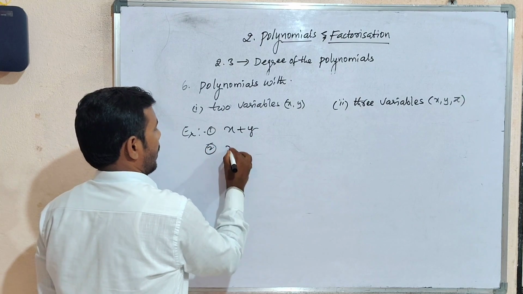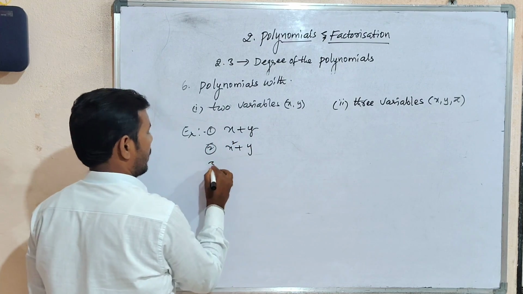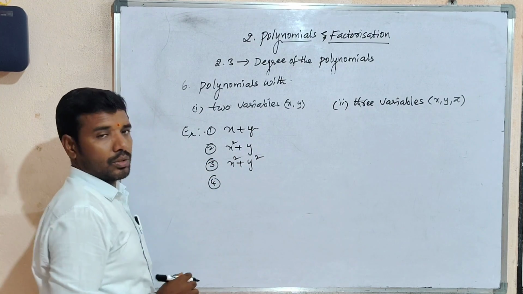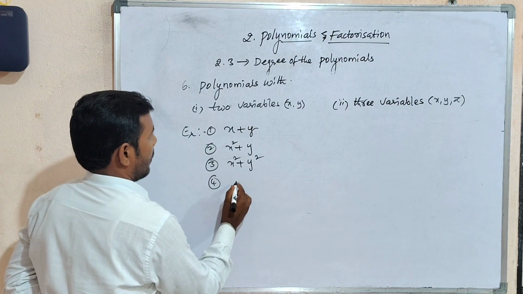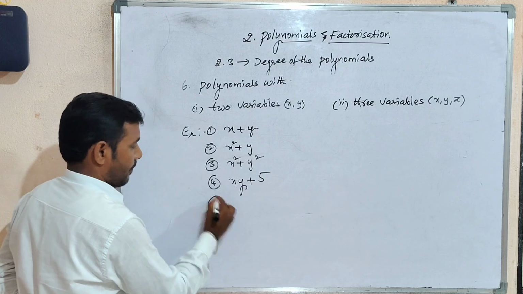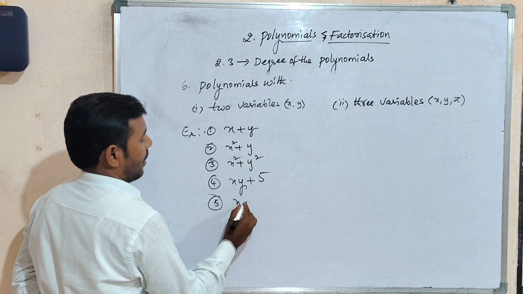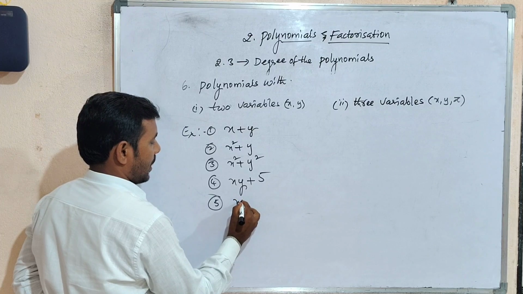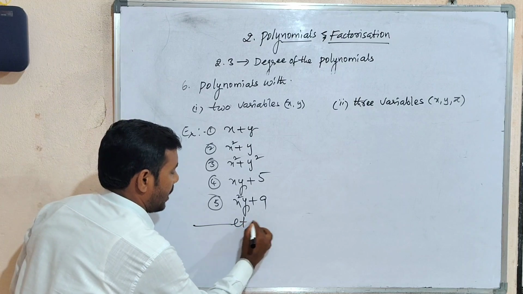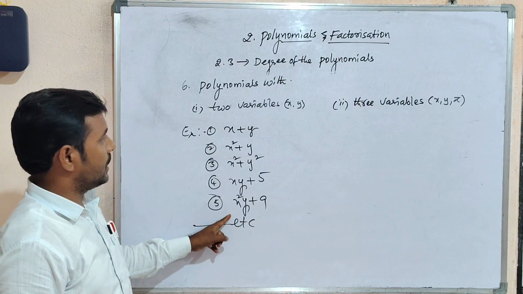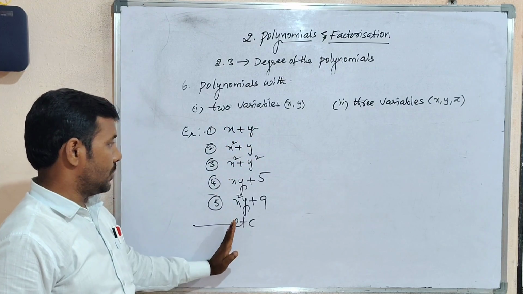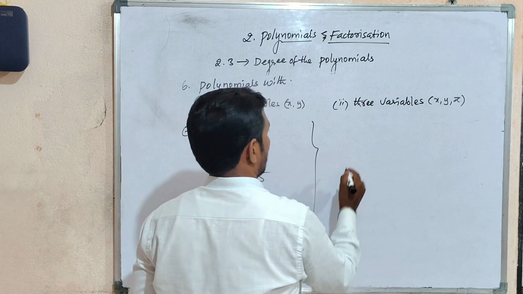Now I want to give one more. x square plus y. Third one, x square plus y square. Fourth one. I think you understand now. Next, xy plus 5. Last one, x square y plus 9. So like this we can write many examples. These are polynomials which contain two variables, mainly x comma y. These are a few examples.